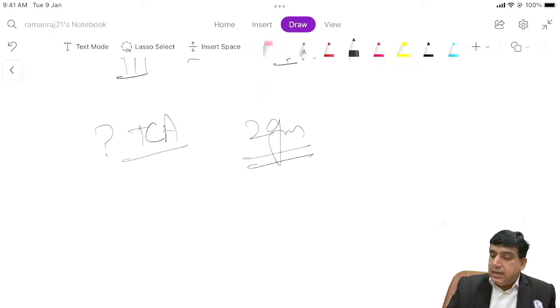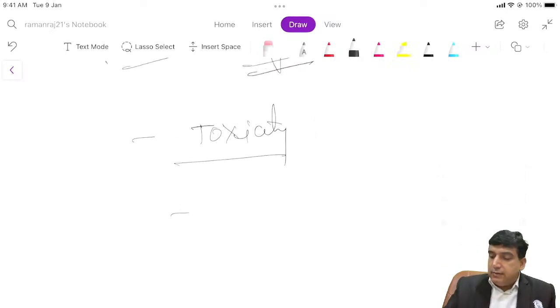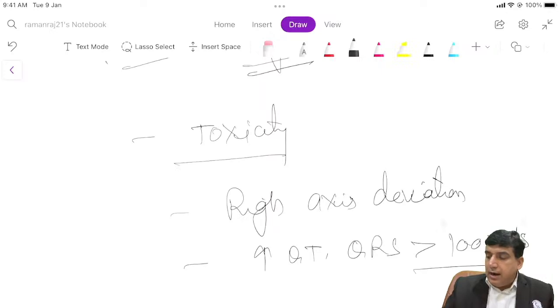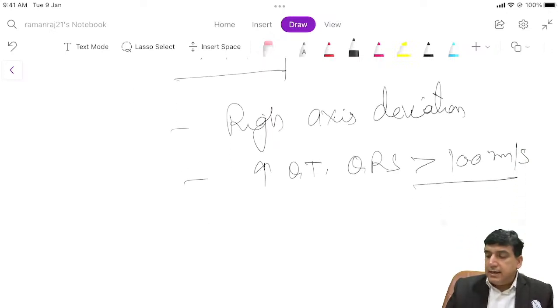What happens in TCA toxicity? Briefly, because they can ask this MCQ. In TCA toxicity, what do we have? Right axis deviation, increased QRS interval, QRS interval more than 100 millisecond. And a person will have AV block.